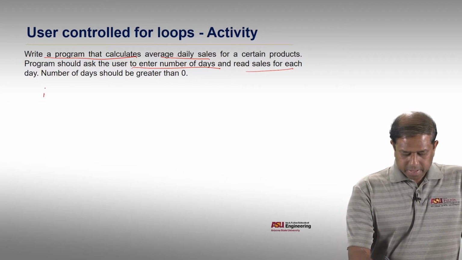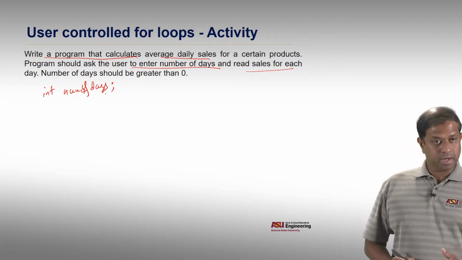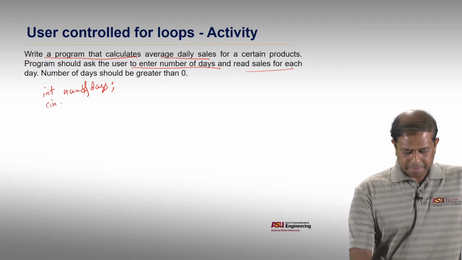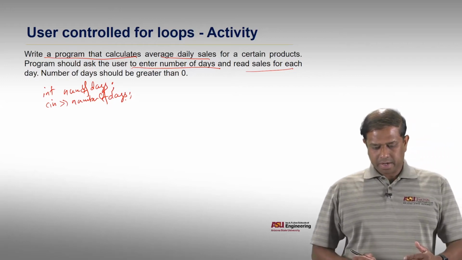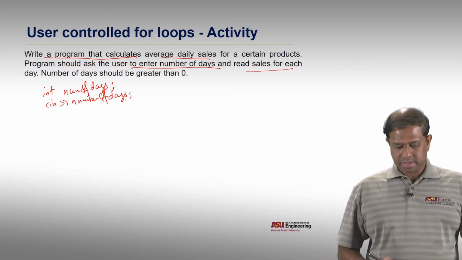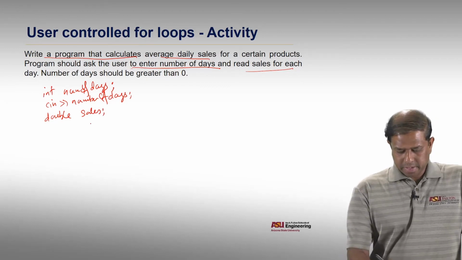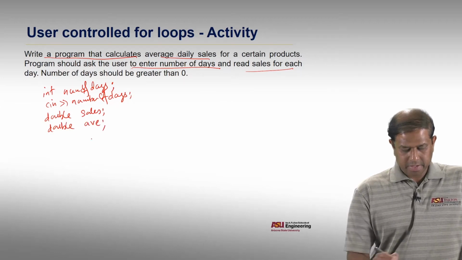The first thing is the number of days. We don't know that number at that point, so we need to read it from the keyboard, using cin, number of days. Once you do that, the next thing is to read daily sales. In order to read daily sales, we can have a double variable, let's say sales value, and then we need to calculate the average, so you can declare another double variable for the average.